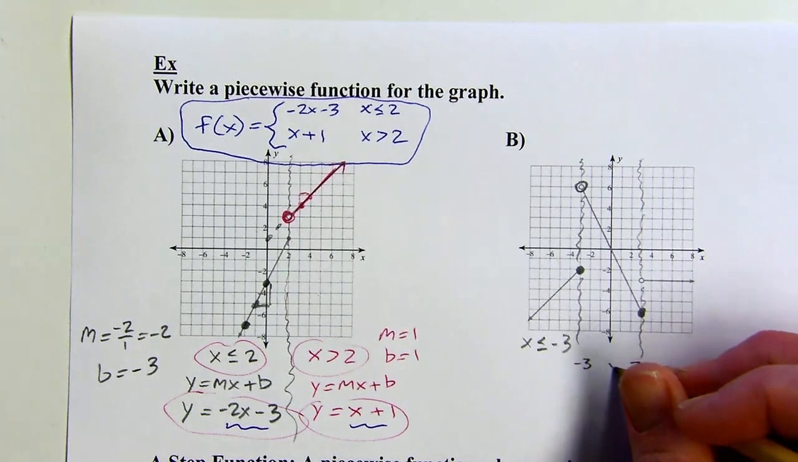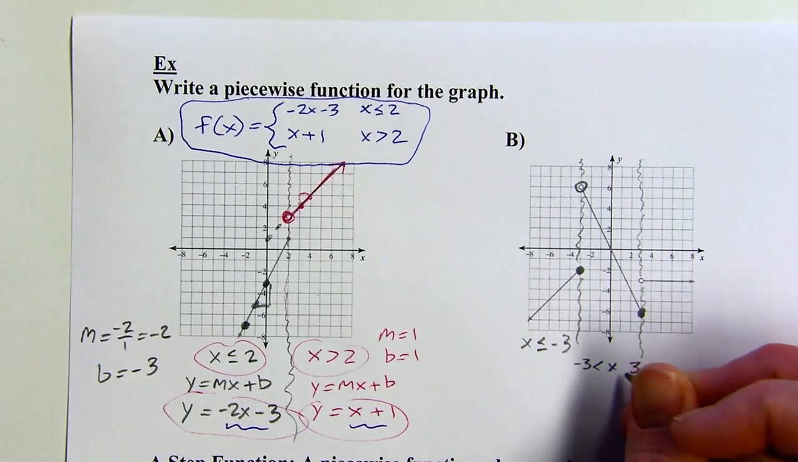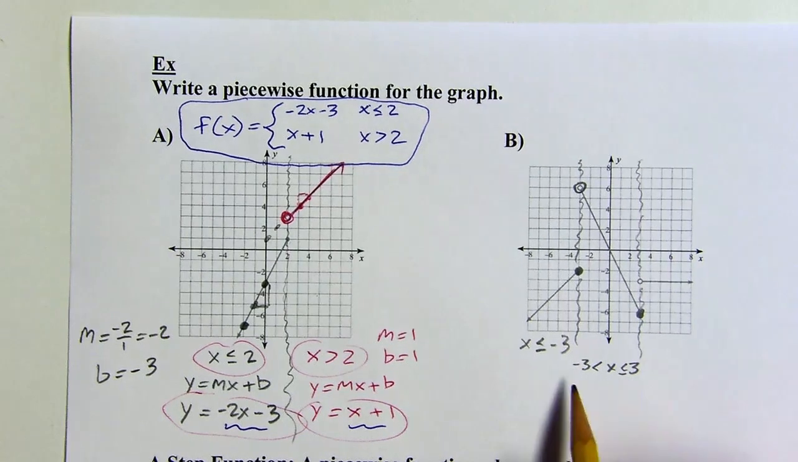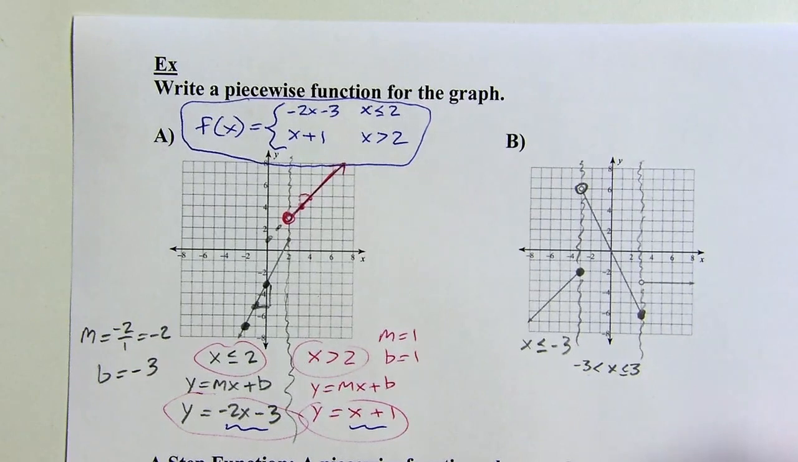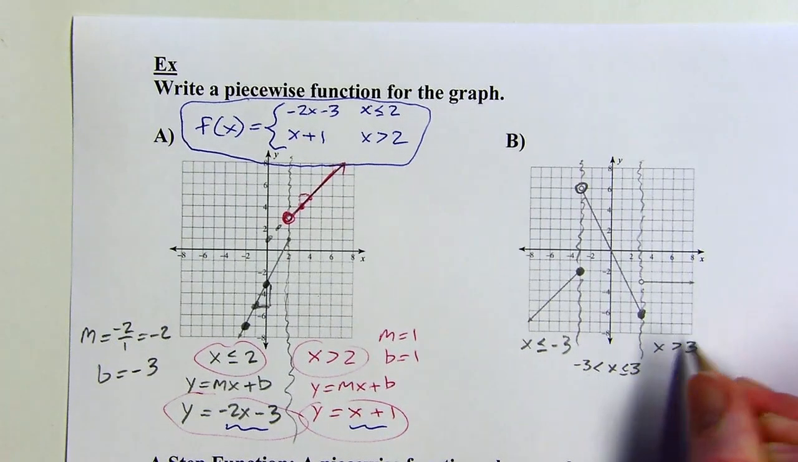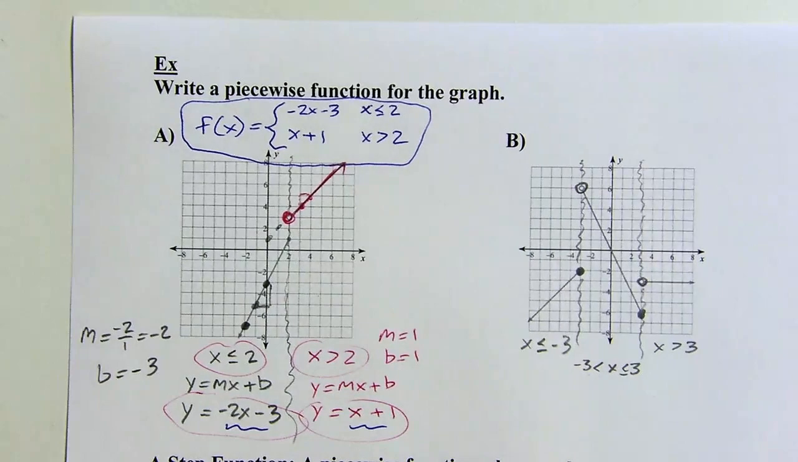So our x values are going to be in between those. Okay, it can't be equal to negative 3, but it can be equal to positive 3. So it's going to be x values that are greater than negative 3 and less than or equal to positive 3, right? So that's how I can write that as an inequality. And then over here, these are going to be x values greater than 3. But I got an open dot, so that part's not going to be included.